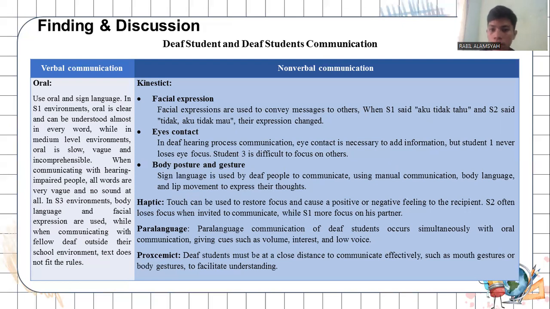Student 1 said, "aku tidak tahu," and student 2 said, "tidak, aku tidak mau." Their expressions change. Now the eye contact. In deaf-hearing communication, eye contact is necessary to add information, but student 1 never lost eye focus. Student 3 is difficult to focus on others.